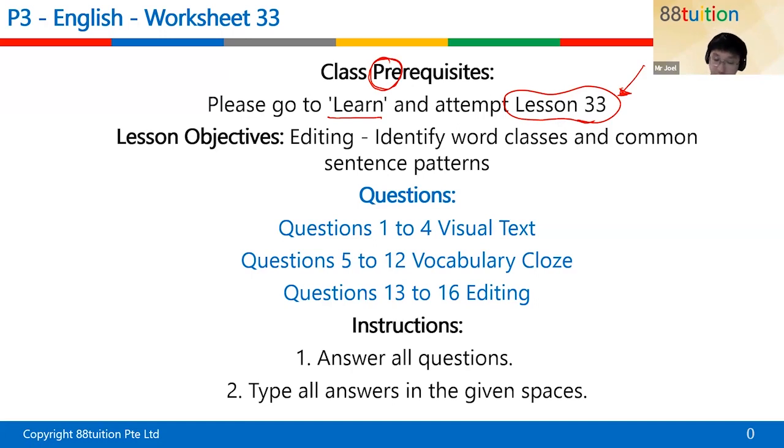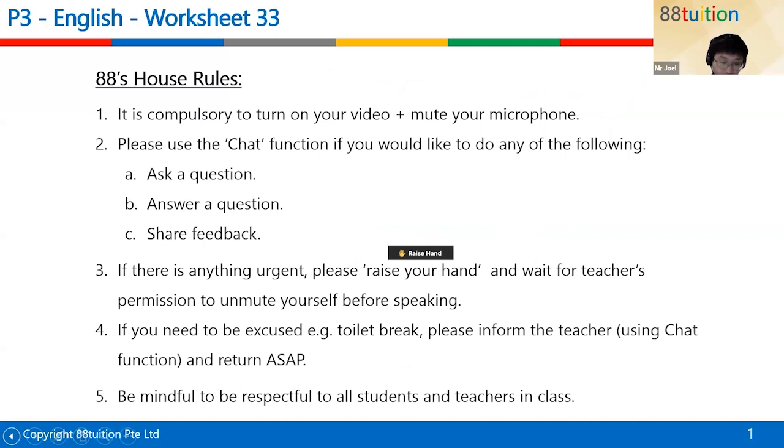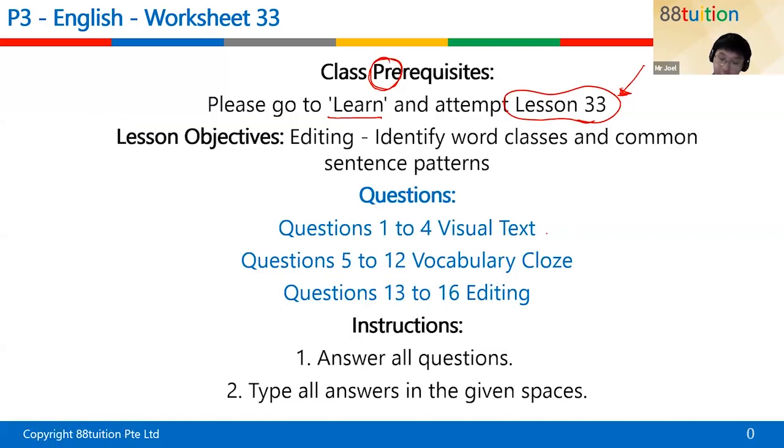Okay, so today we are going to look at three main sections: visual text, vocabulary cloze, and editing. Visual text is the one with the poster, and then they give you MCQ questions regarding the poster. Vocabulary cloze is the one where they give you a story, and then you have to choose the correct words to put into the blanks. And lastly, we have editing, where they give you grammar mistakes and spelling mistakes, and you have to correct them.